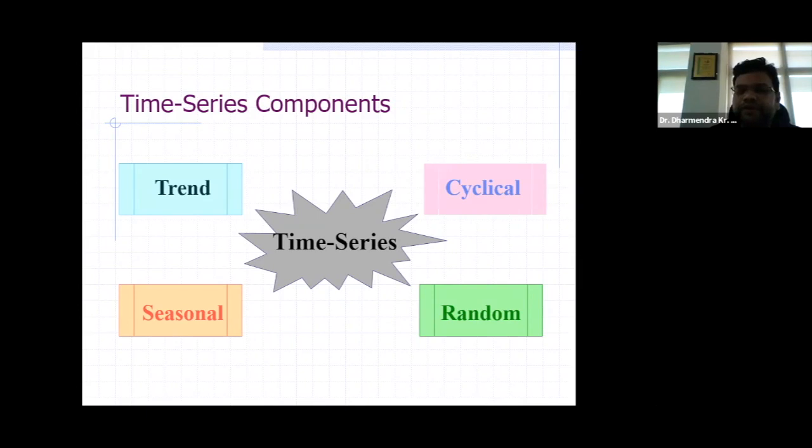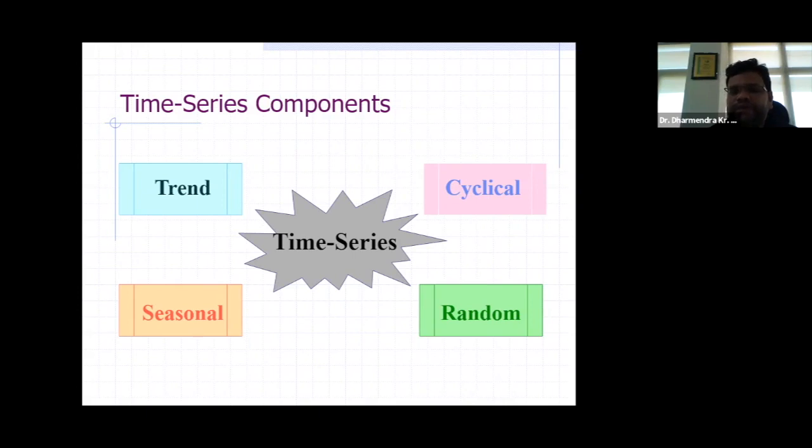Okay. So the fourth one, and very important, is the random component. So what are the random components? Sometimes it is called the irregular component. The random components are those components which are totally out of human control, like a flood, or any particular natural calamity. Like COVID, it suddenly changed the business. So these are the random or irregular components.